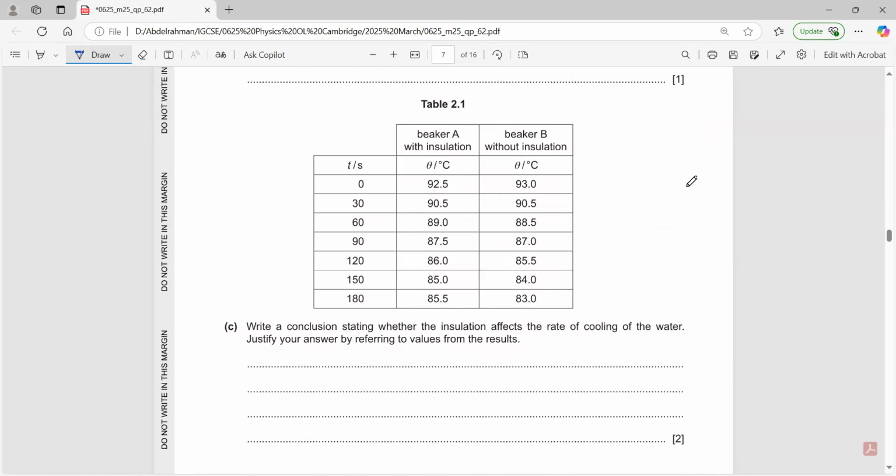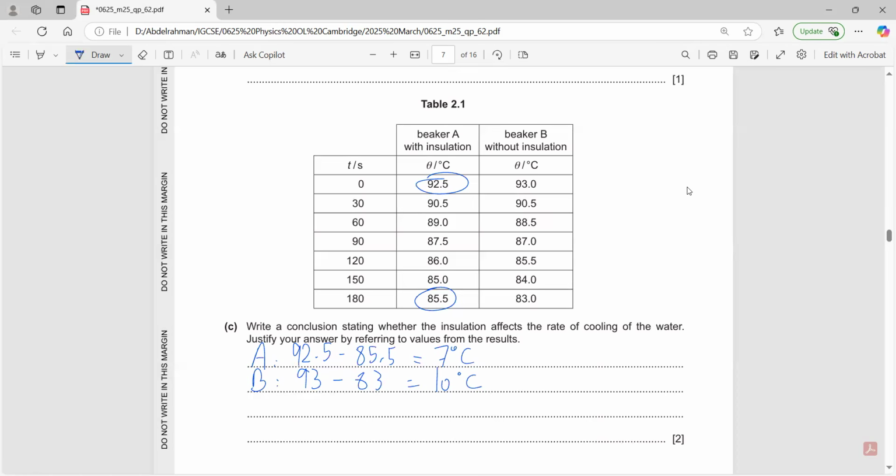Write a conclusion stating whether the insulation affects the rate of cooling of the water. Justify your answer by referring to the values from the results. So beaker A with an insulation, beaker B without an insulation. Beaker A started off with 92.5 and ended at 85.5. What is the difference? So for A, 92.5 minus 85.5 is a difference of 7 degrees Celsius. B started with 93 and ended with 83 and had a difference of 10 degrees Celsius.